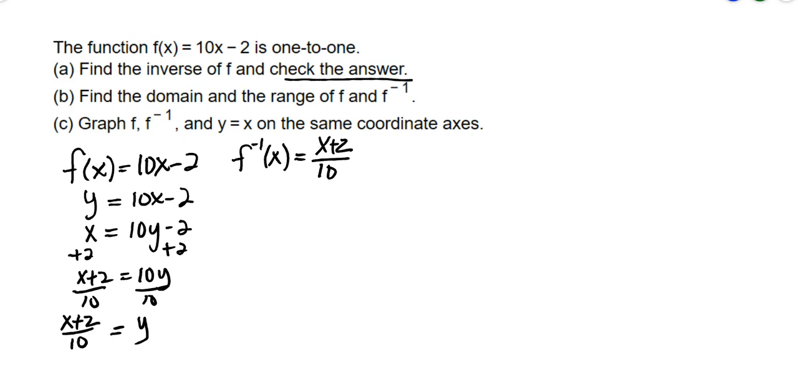Then we want to check. So to check that these are inverses of each other, we're going to do f composed with f inverse and f inverse composed with f. If these two functions are actually inverses of each other, when we work this out, we should get x. Inverses are going to have inverse operations or opposite operations, and those opposite operations will cancel each other out, leaving us with just an x.